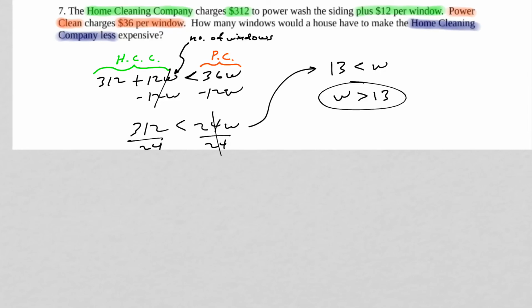And what that means is that if we're going to have a house with more than 13 windows, that will make the home cleaning company less expensive. All right, so if you had a house with less than 13 windows, you would go with the Power Clean company.